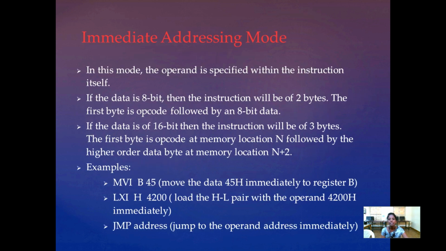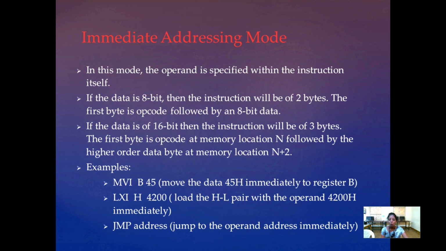The next one is immediate addressing mode. In this mode, the operand is specified within the instruction itself. If the data is 8-bit, then the instruction will be 2 bytes. The first byte is the opcode followed by the 8-bit data. If the data is 16-bit, then the instruction will be 3 bytes. The first byte is the opcode at memory location n, followed by the lower order data byte at n plus 1 and the higher order data byte at memory location n plus 2. For example, MVI B, 45H.